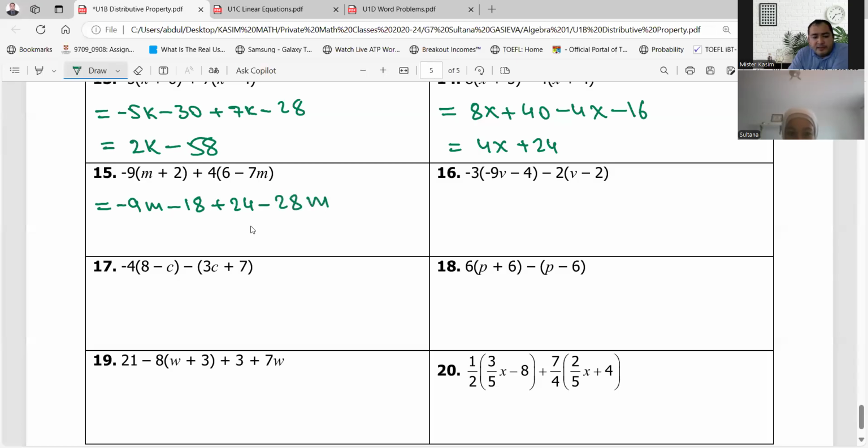Okay. And now we combine like terms. Second step is combining like terms. Negative 9m minus 28m equals 19m. What? Both are negative, right, Sultana? If both are negative, we combine them, they become more negative. That is 37m.